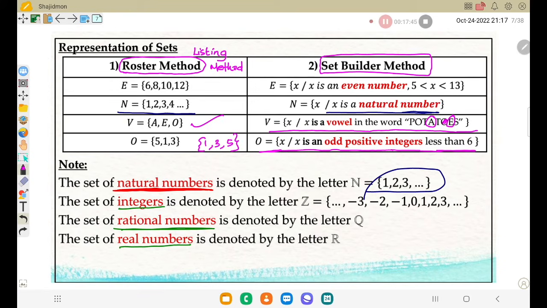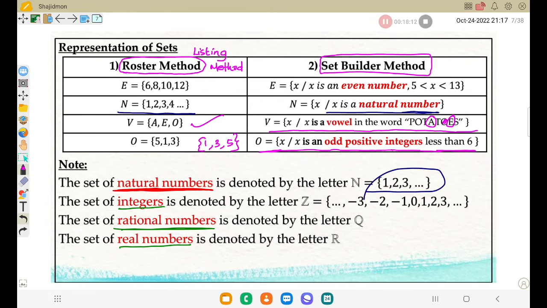See, here I have written 5, 1, 3 because in set writing, order has no importance. You can write 5 first or 3 first or 1 first. There is no importance in the order, but you must write all the numbers there. So what is the answer? 5, 1, 3 or 1, 3, 5. Those are the elements in that set. So these are the two representations of a set. One is the set builder method and the second one is the roster method.